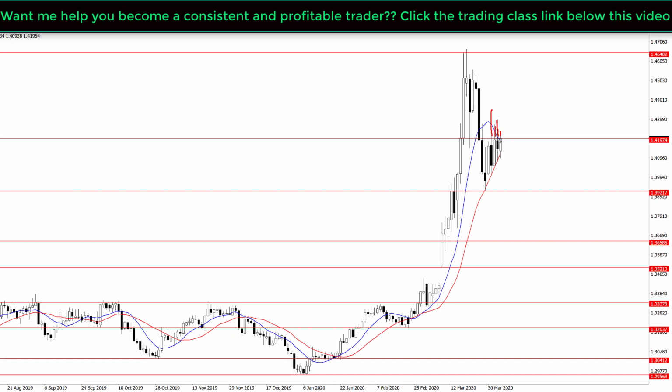Last week Friday, the bulls failed to have a daily close above this key level structure right here, which is an indication the bears are still active in this trend. So let's view the 4-hour time frame.